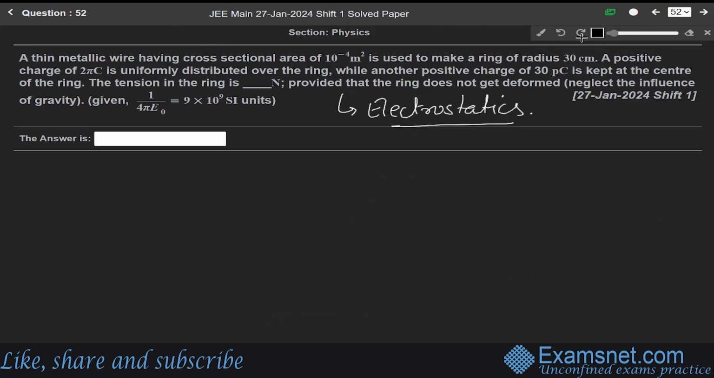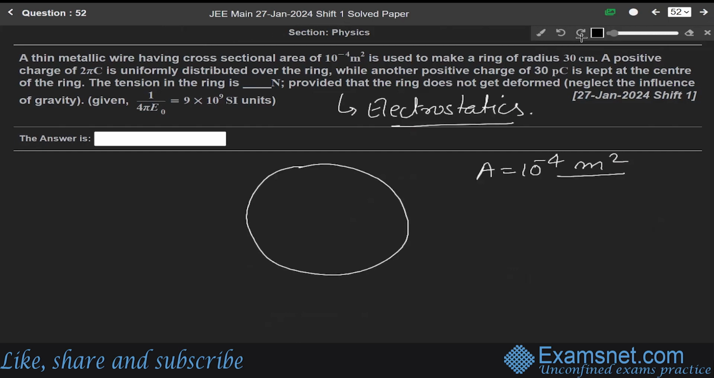According to this question, there is a ring, and its cross-sectional area is given as 10 to the power minus 4 meter square, and the radius of the ring is given as 30 centimeter. A positive charge of 2 pi coulomb is uniformly distributed over the ring. Let us say Q naught charge is distributed over the ring, and this Q naught equals 2 pi. And at the center of the ring, another charge is kept, 30 picocoulomb.